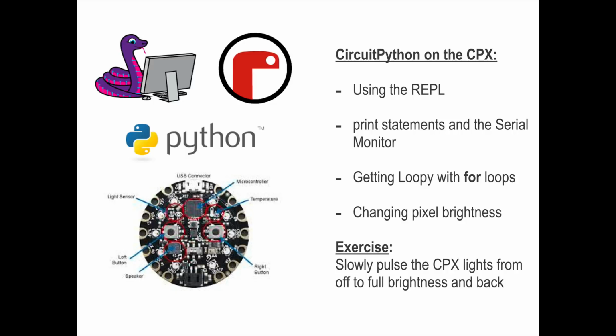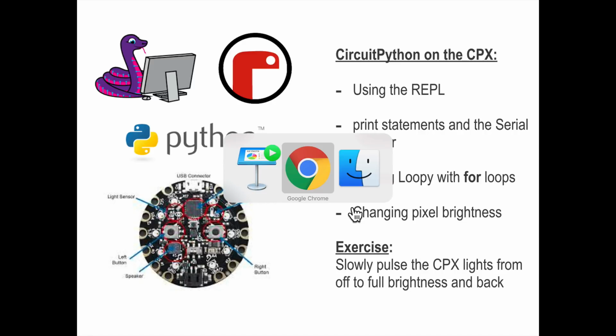Hello Python programmers. So we're in our next lesson now where we're going to learn about the REPL, R-E-P-L. We're going to learn how to use print statements in the serial monitor, which can be really useful when we try to figure out what's going on in our program. We're going to learn about for loops, and we're going to change the pixel brightness. So with that said, let's go ahead and dive in.